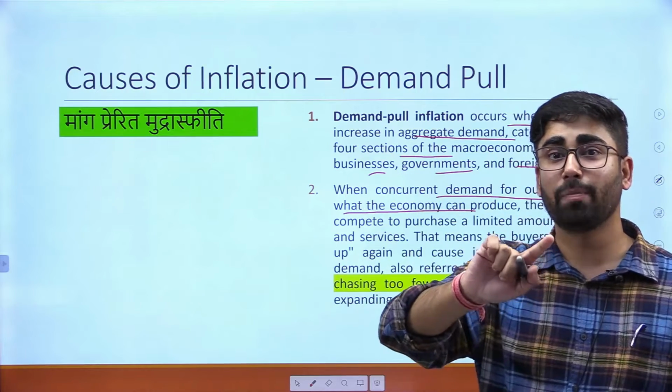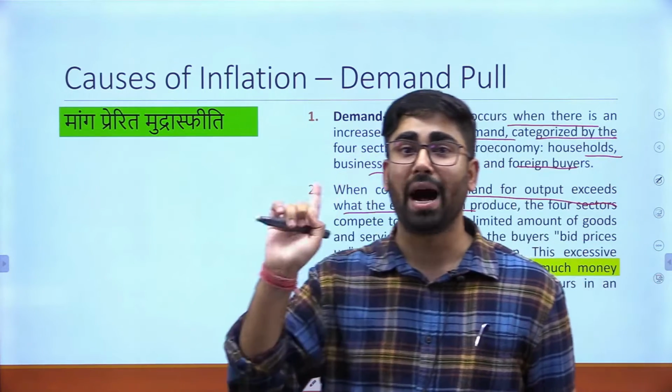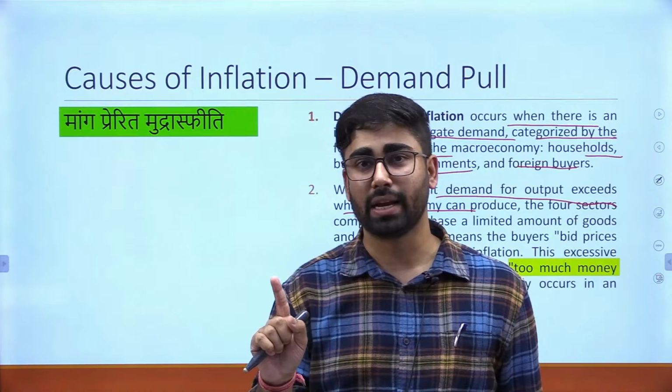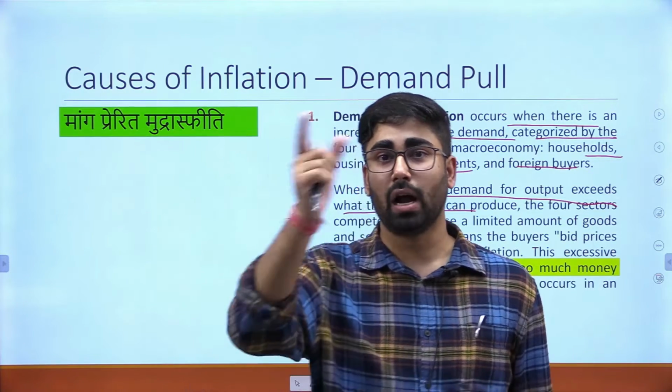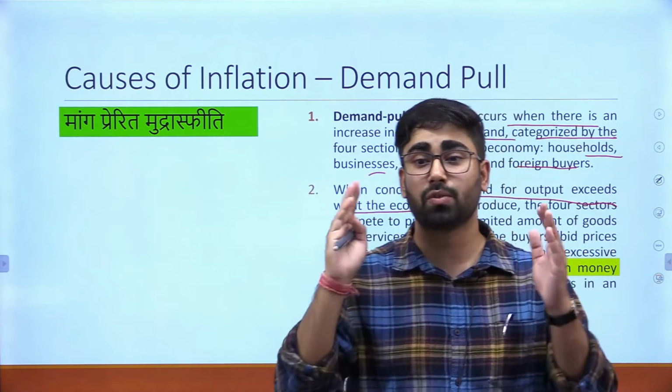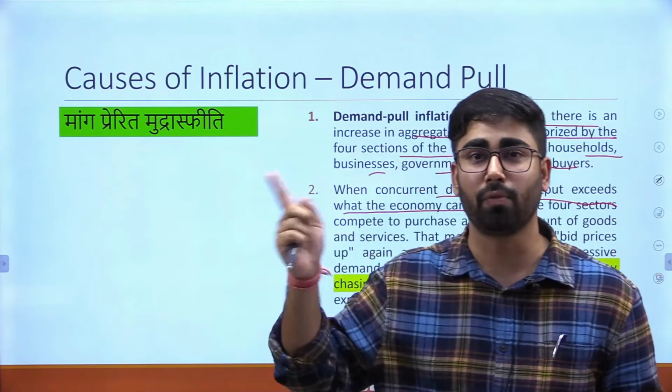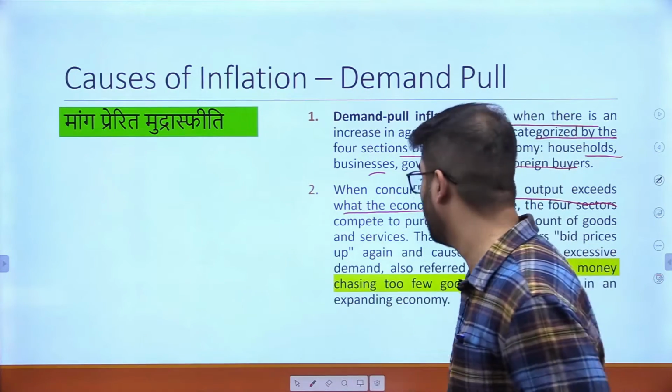That example of the biscuit factory, it was demand pull. The demand for biscuits was increasing in the economy and hence the owner of that biscuit factory established one or more biscuit factories so as to fulfill that demand. So this is demand pull inflation.